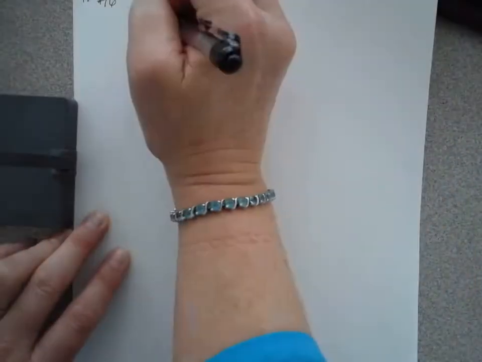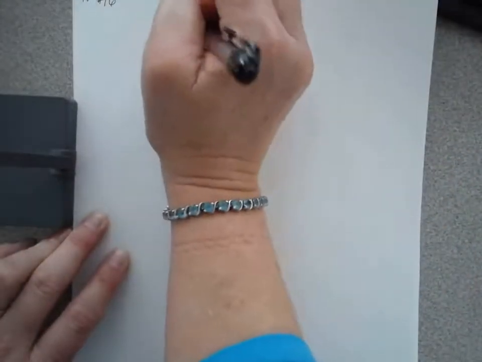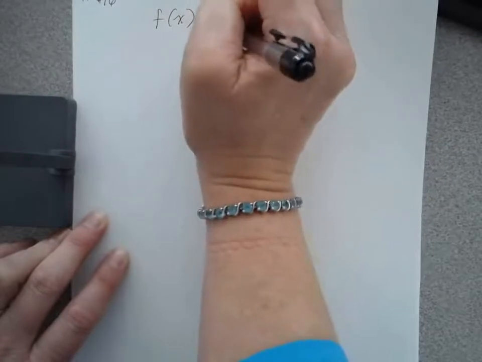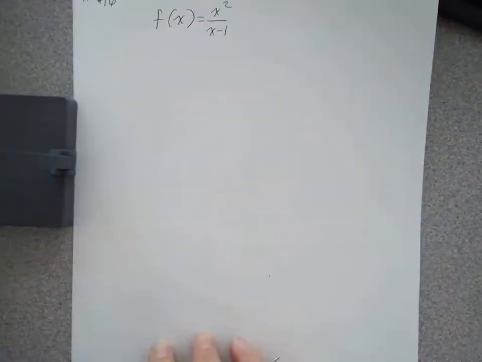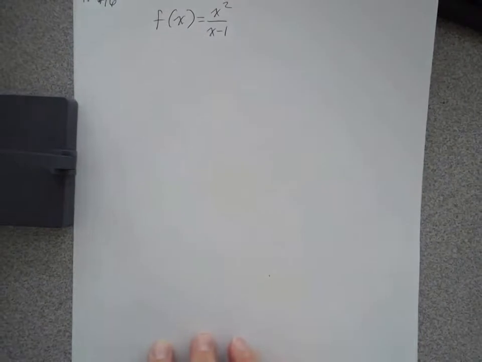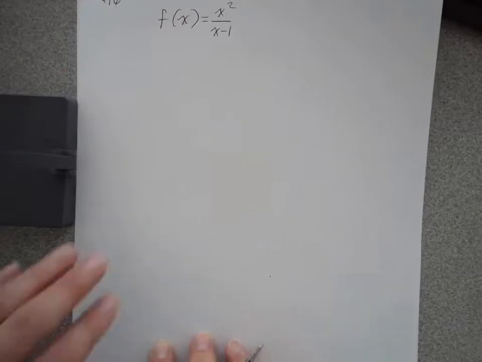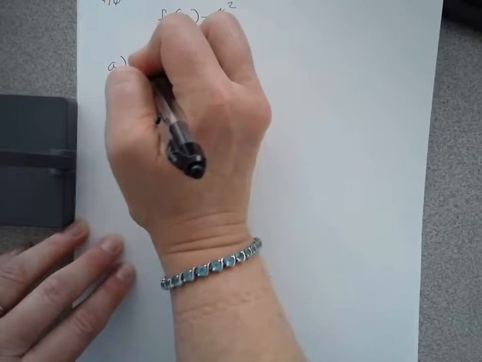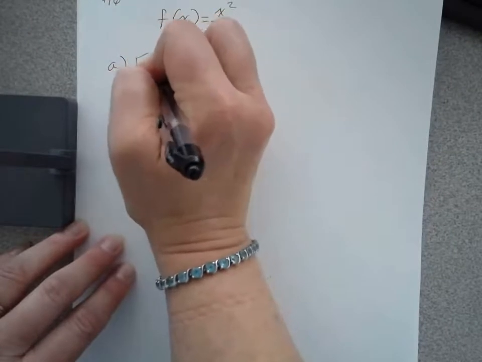So the function is f of x equals x squared over x minus 1. And the directions are to find the local max and min values of f using both the first and second derivative tests. Which method do you prefer? Okay, so the first method we're going to try is the first derivative test.